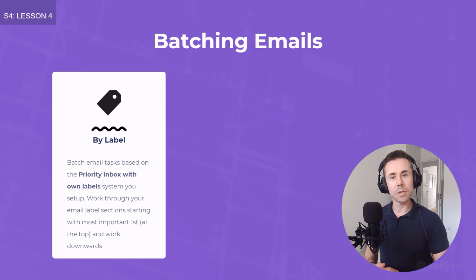So this would mean that you have an inbox that is categorized into the labels that you have set, and from there you're able to know the priorities of the emails, and you would start from the most important ones first.